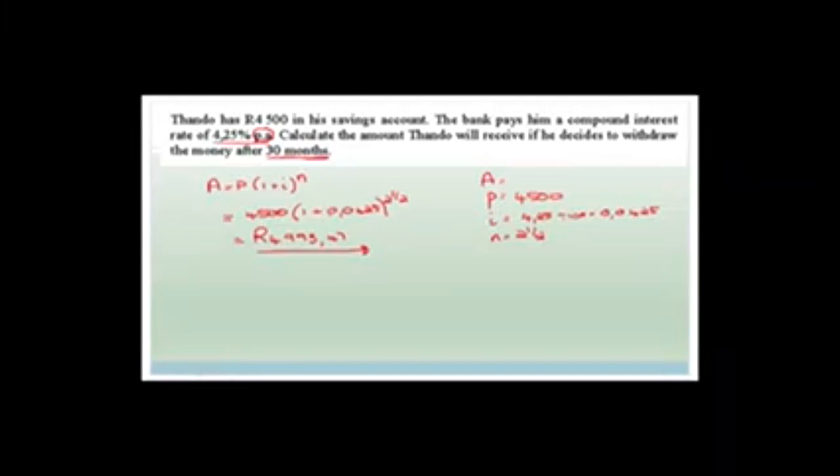Okay. Let's try another example. It says the following advertisement appeared with regards to buying a bicycle on a hire purchase agreement. Now remember, hire purchase is actually simple interest. So let's just write that down. A is equal to P, 1 plus i n. And remember your formula is on your formula sheets. You don't have to remember this, okay?